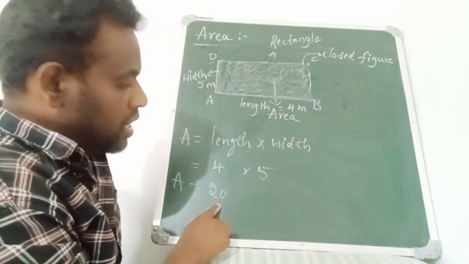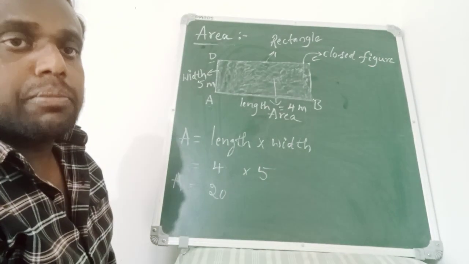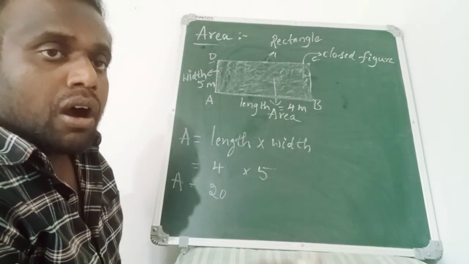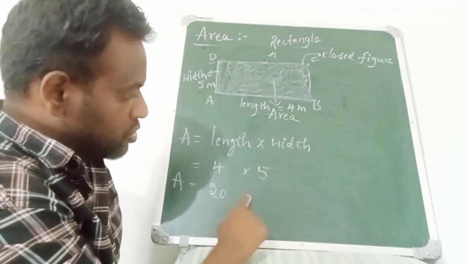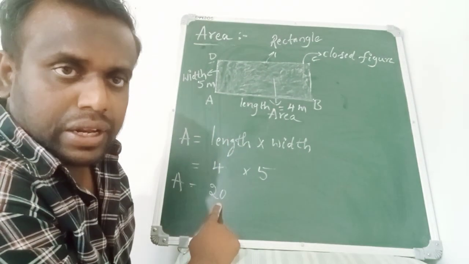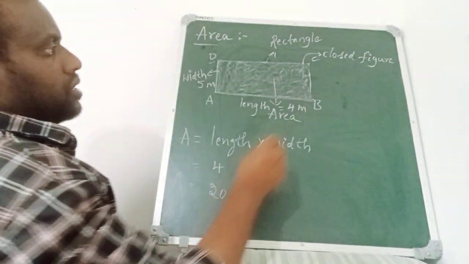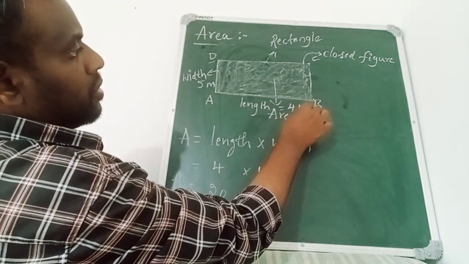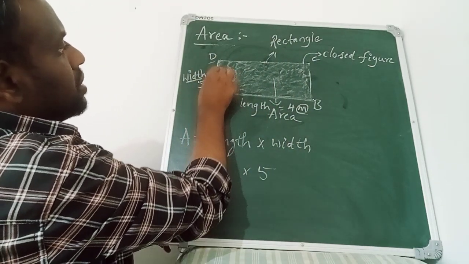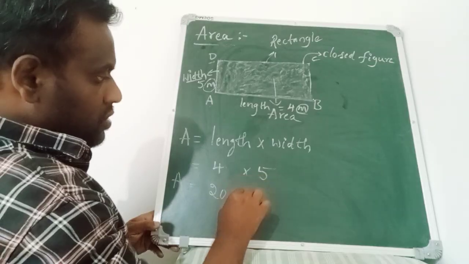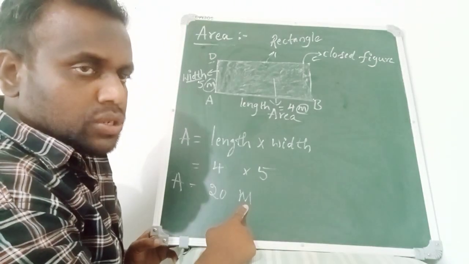Now we should not leave it here only. We have to write the unit here. Unit means like meter, centimeter or meter square. That unit you have to write after the answer. What is the unit? First see what unit is given for length. This is meter. For width the unit is what? Meter. That meter you write first.